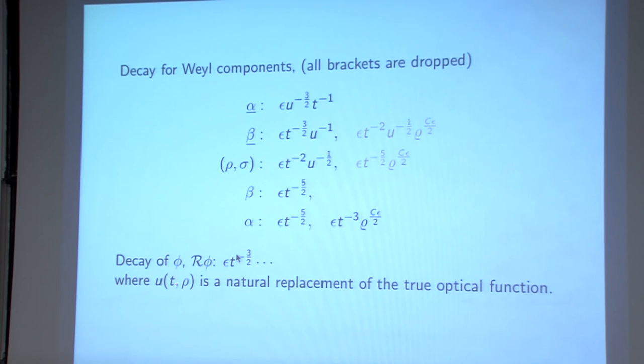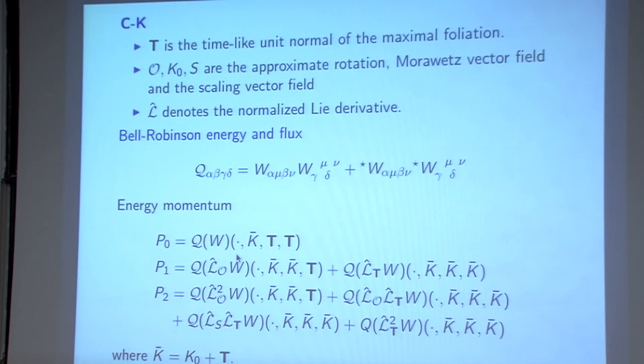For the Klainerman part, this phi and r phi, the boost derivative of phi, achieves the sharp estimate. And if you add one more derivative, you lose an epsilon, but it's still t to the negative 3.5. Lose an epsilon. This is also too ambitious. I'm not going to talk too much about this.